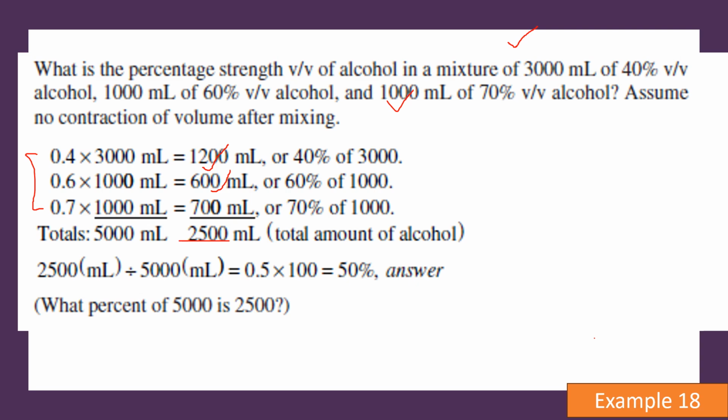So to get the percentage strength of the alcohol in the mixture, you take the 2500 and divide it by the total amount of the mixture, which equals 0.5. Sorry, 0.5. So to get the percentage, you multiply by 100, which equals 50%. So basically, there's 50% alcohol in the 5000 ml of the mixture. Okay, so that's the answer.